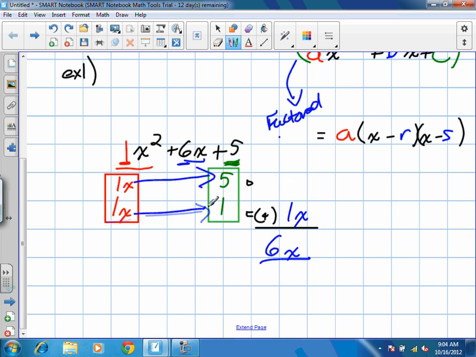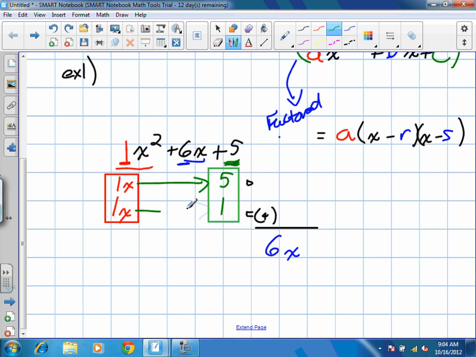Now, there's only one option, so obviously there's tougher questions in this. But the way we set this up is we multiply the two of them by each other, and this is our test. Well, this becomes 5x, this becomes 1x, and when I add them, I get 6x. Perfect, it works.